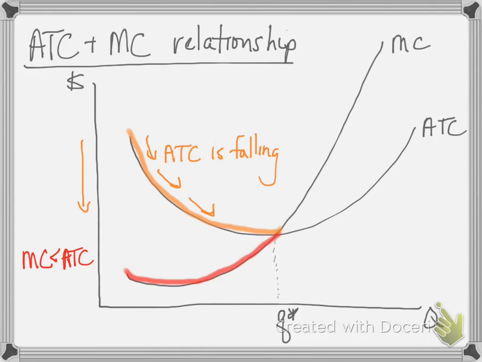So the analogy for that would be if you have a GPA of a 3.0, so you have a solid B average, and you get a C in your next class, then your overall GPA is going to go down because that 2.0 from a C grade in a course is going to bring down your overall GPA. So when marginal cost lies below the average total cost, it brings down the average total cost up to the point where they intersect and then they're equal.